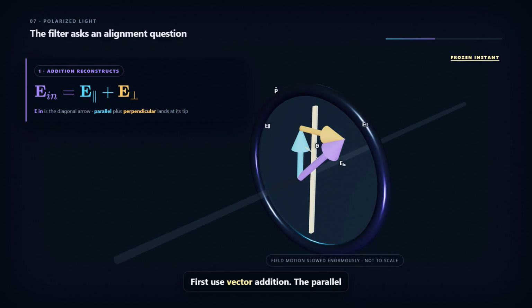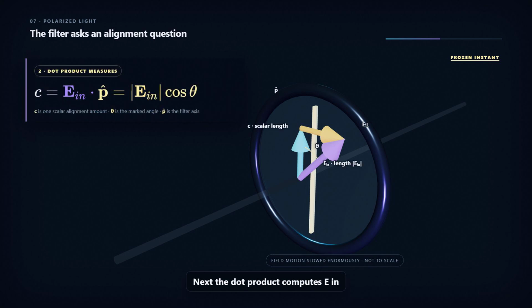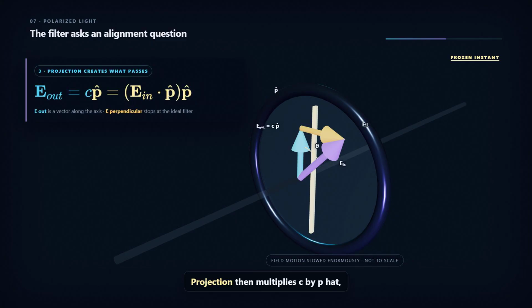Freeze one instant. The marked angle theta lies between E in and p hat. First, use vector addition. The parallel piece plus the perpendicular piece reconstructs E in head to tail. Next, the dot product computes E in dot p hat. That result is the scalar amount C aligned with the filter axis. Projection then multiplies C by p hat, producing the transmitted vector E out.